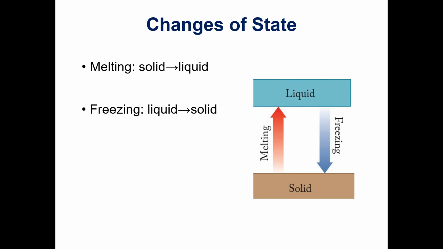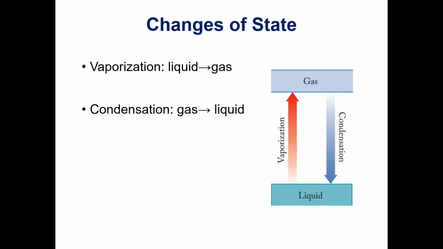So we can also change states of matter. The first few of these you're probably pretty familiar with. Melting is going from a solid to a liquid. Freezing is going from a liquid to a solid. Vaporization is a liquid to a gas, and condensation is a gas to a liquid. Now be very careful with vaporization. Don't confuse vaporization with evaporation.